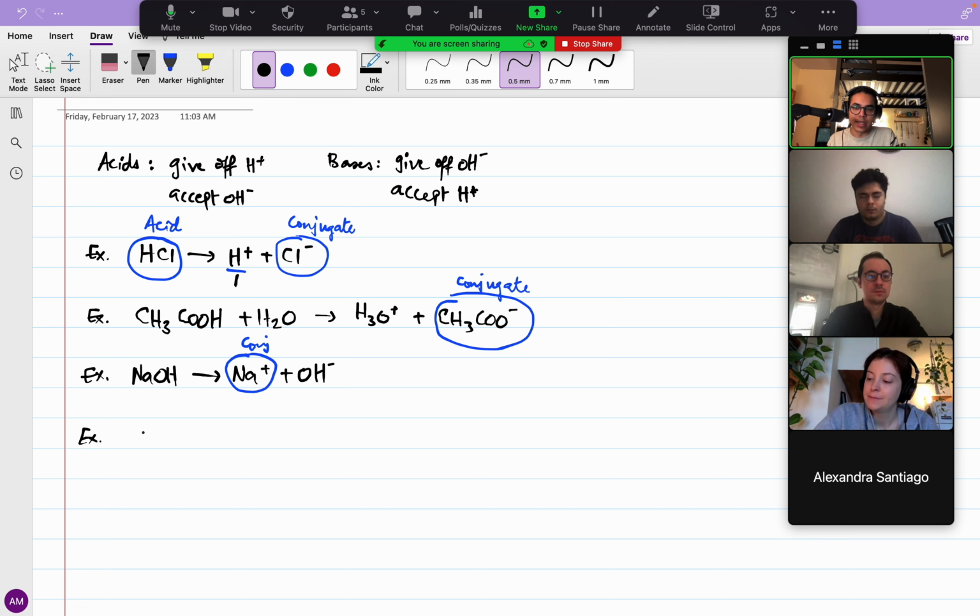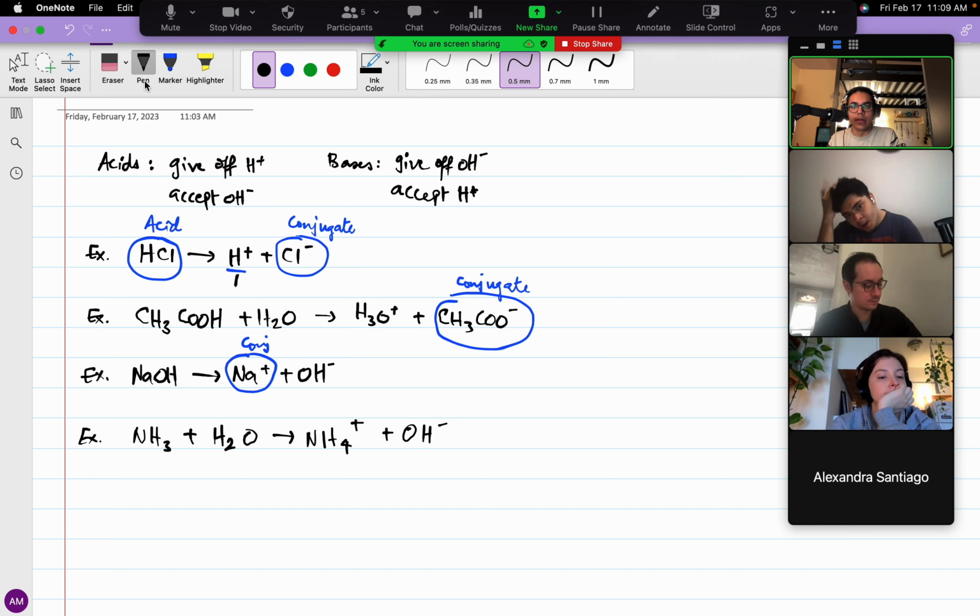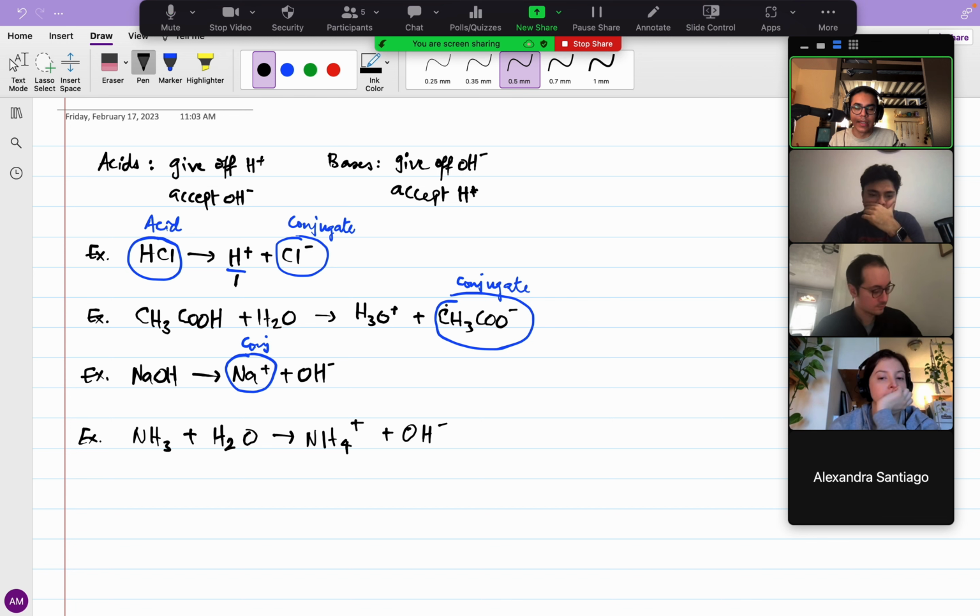Here's a slightly trickier example. This is definitely a base reaction, right? Because what pops out on the other end, on the OH minus side, is a base. OH minus indicates the base. And what's left of the NH3 is NH4 plus.